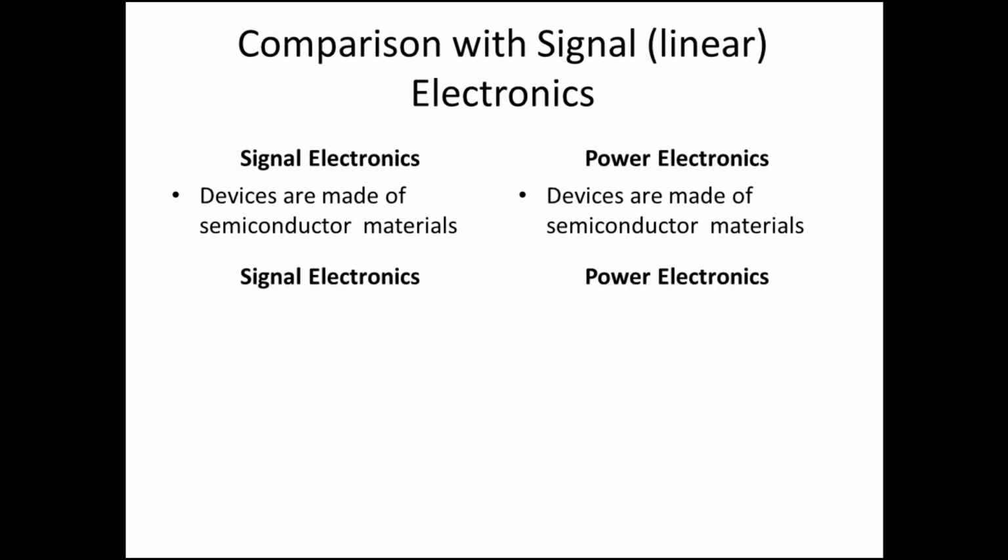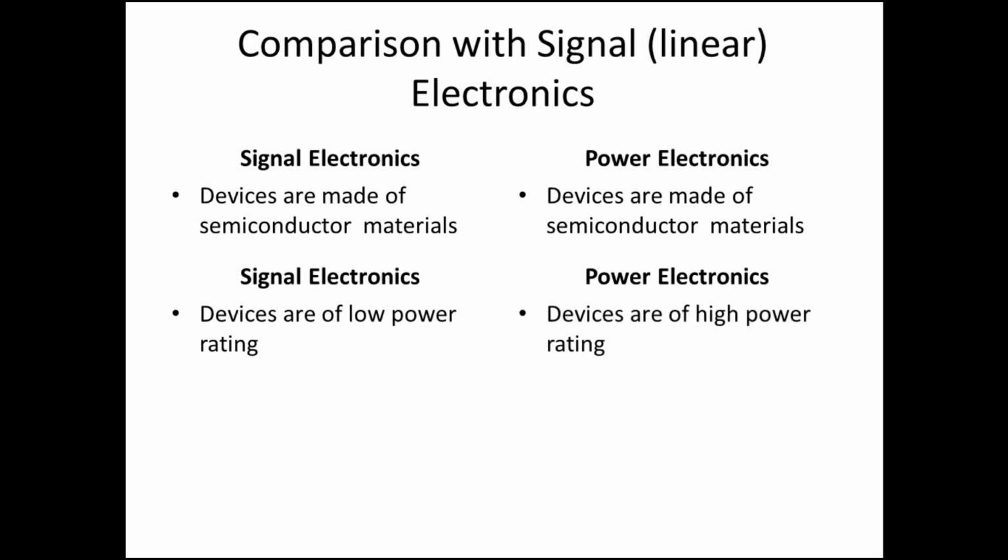The differences are, firstly, that signal electronics devices have a low power rating, with very low current carrying capability and very low voltage withstanding capability. In power electronics, all the devices have a high power rating, meaning high current carrying capability and high voltage withstanding capability. The voltage rating and current rating should be high.